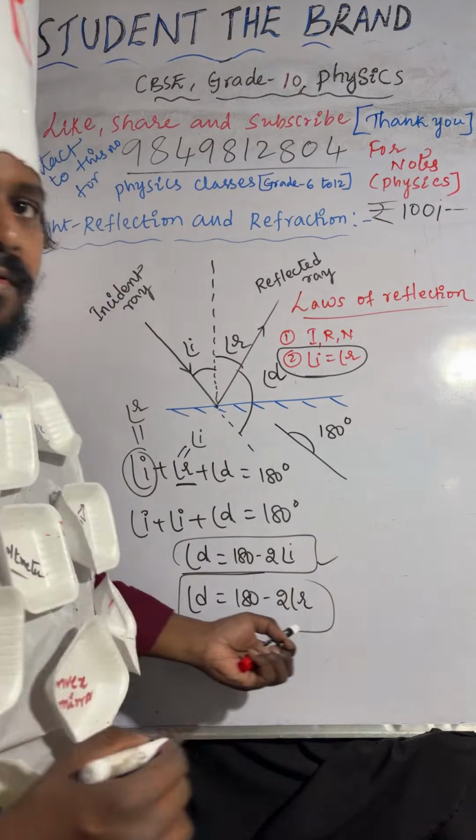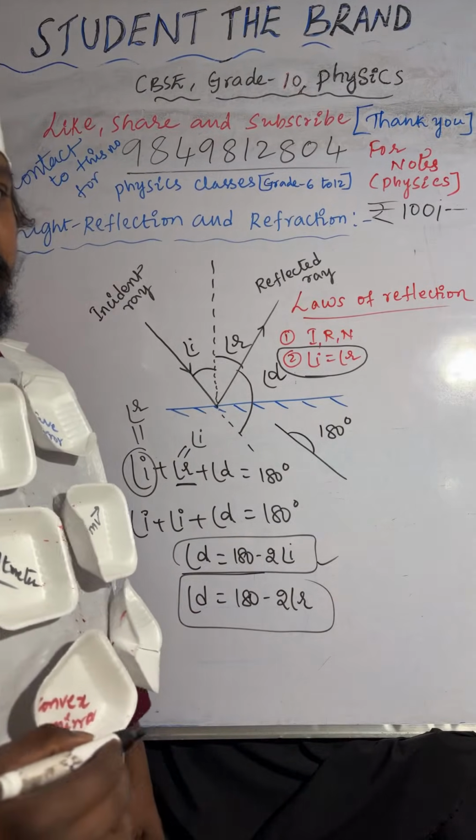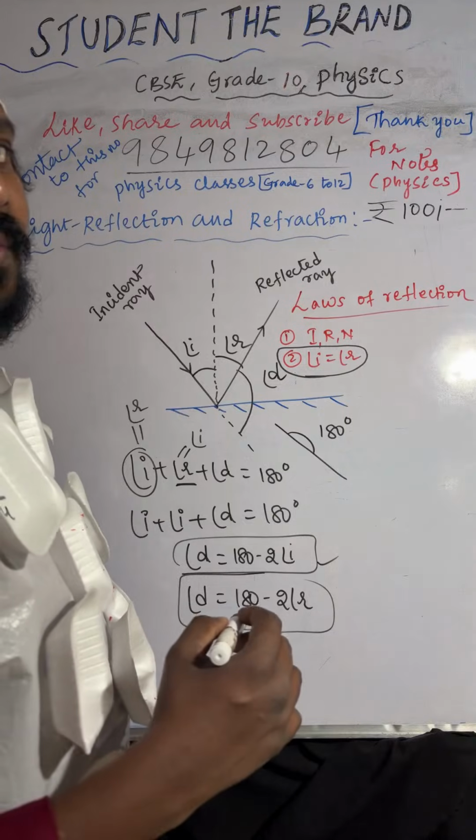Right. Angle of deviation equals 180 minus 2 times the angle of reflection. I hope it is very clear.